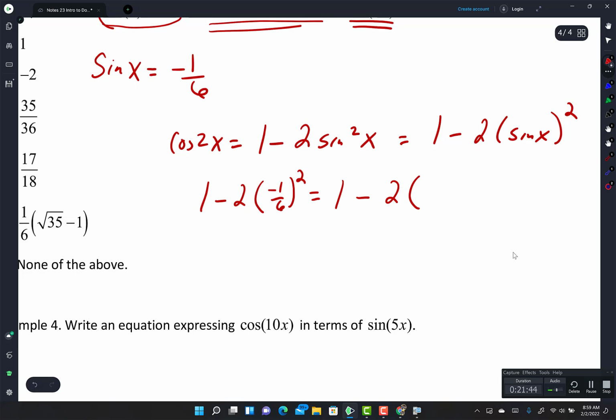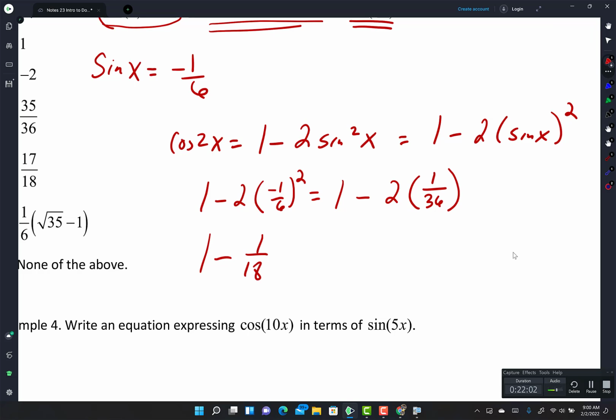1 minus 2, parentheses, 1 times 1 is 1. 6 times 6 is? How many times does 2 go into 36? 1 minus 1 over 18. All I did was 2 goes into 36, 18 times.